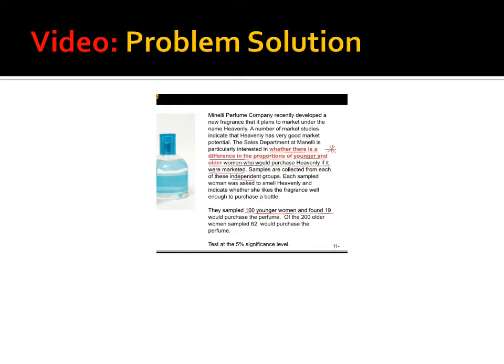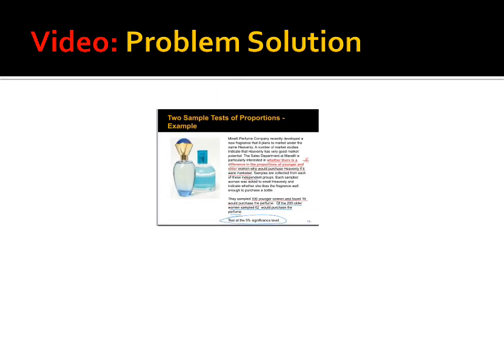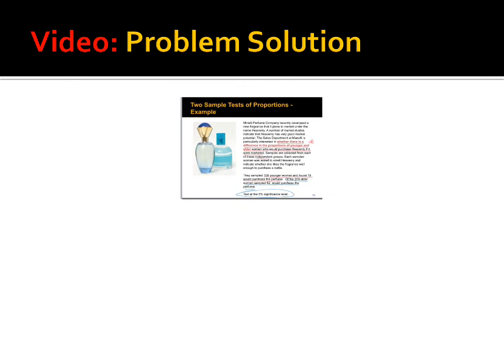They sampled 100 younger women and found 19 would purchase the perfume, so 19 out of 100. Of the 200 older women they sampled, 62 would purchase the perfume. We're going to test a hypothesis at the 5% level of significance. This is going to allow us to see whether or not there's a similarity or difference.